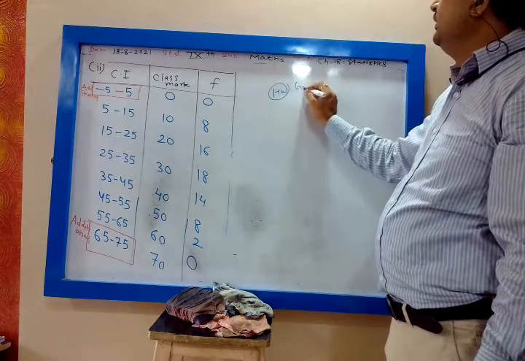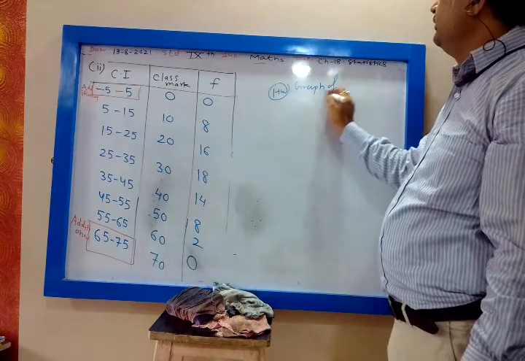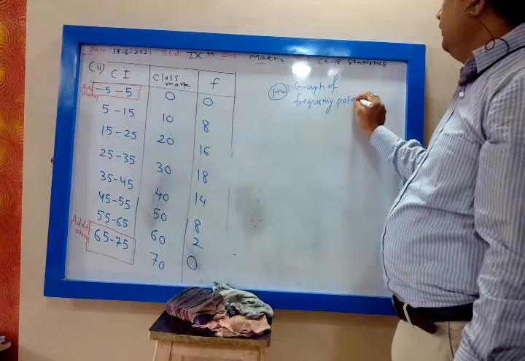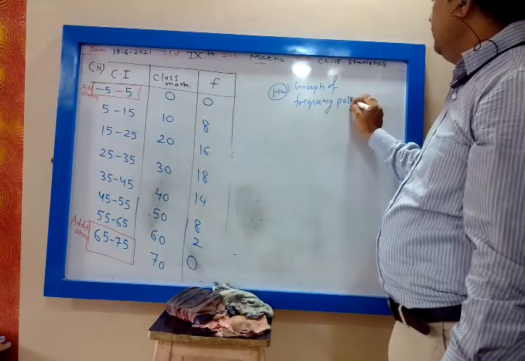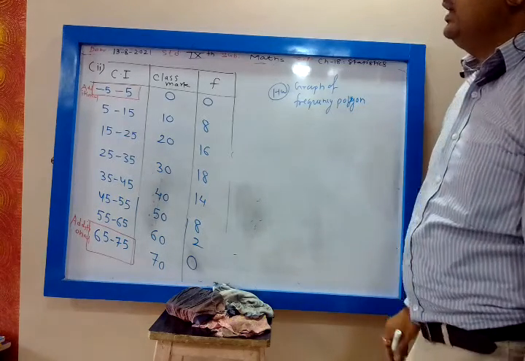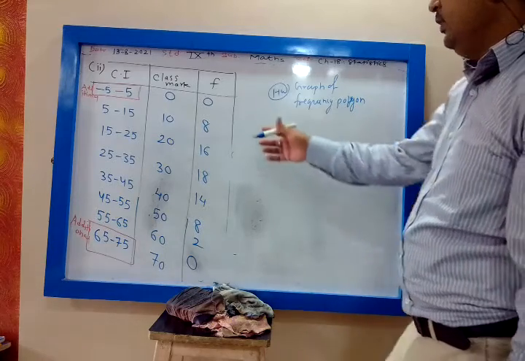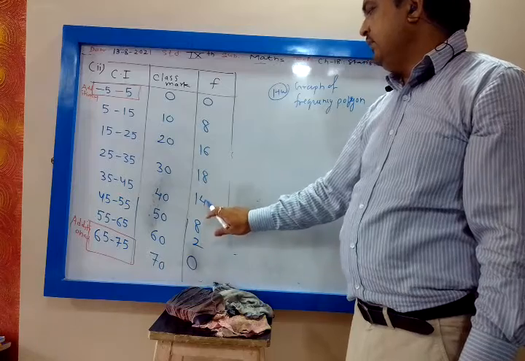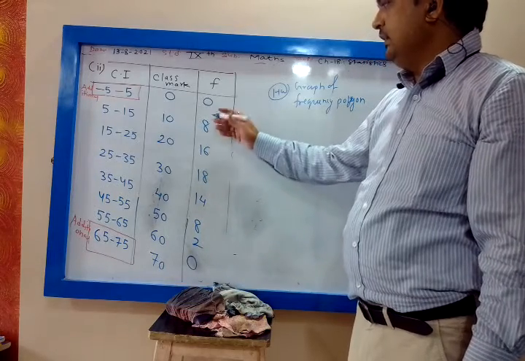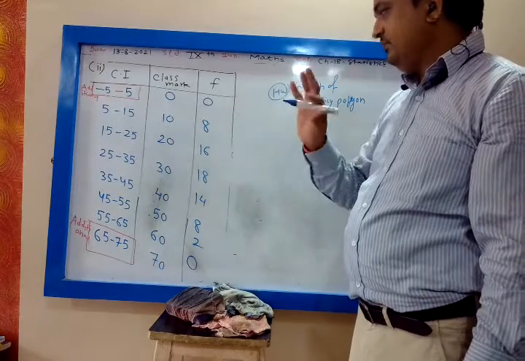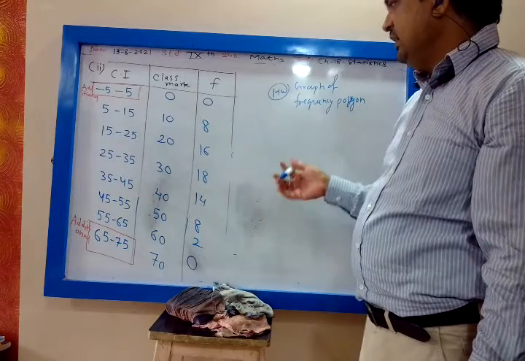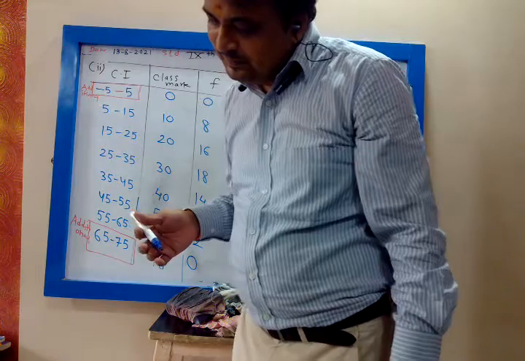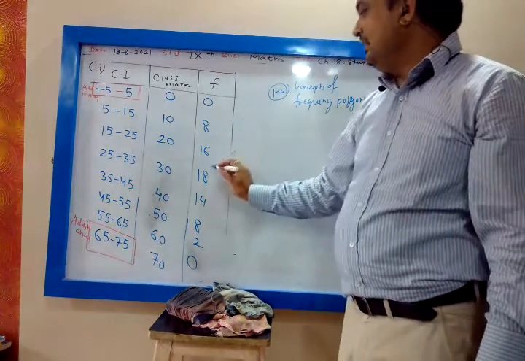Graph of frequency polygon. You will take a gap of 4. What is the maximum frequency? 2, 8, 14, 18, 16, 8. See, 8, 20, where is 20? 18 is the highest frequency.